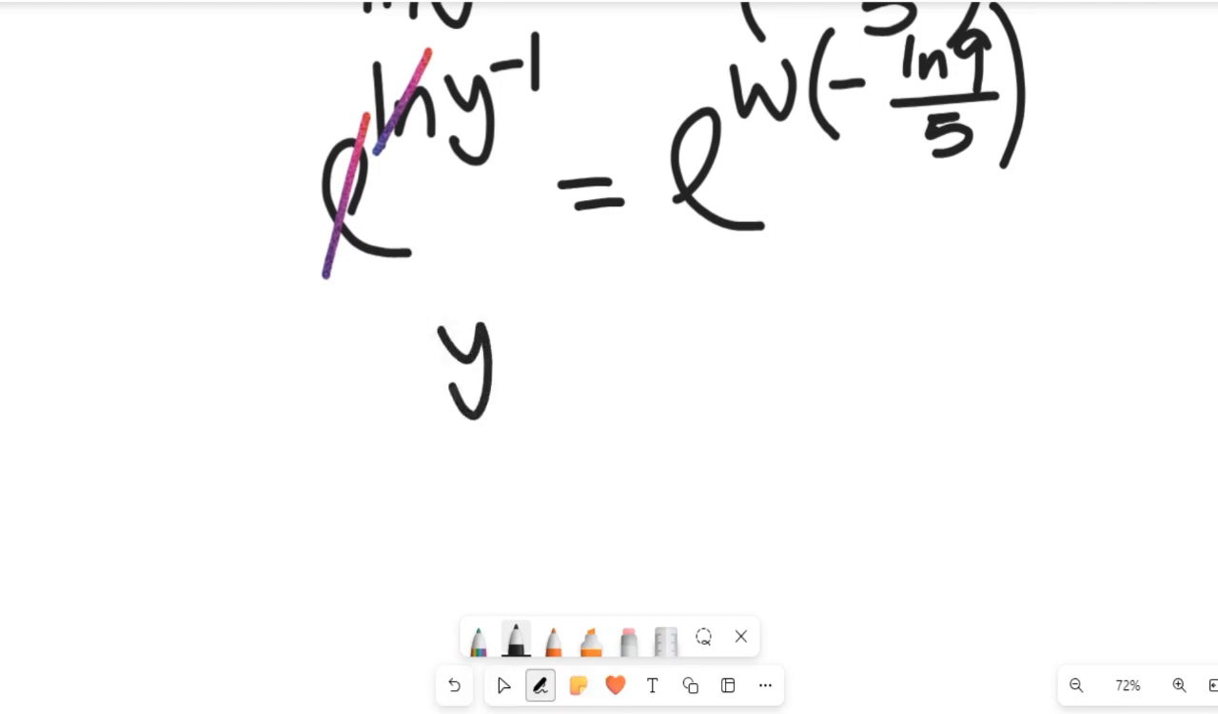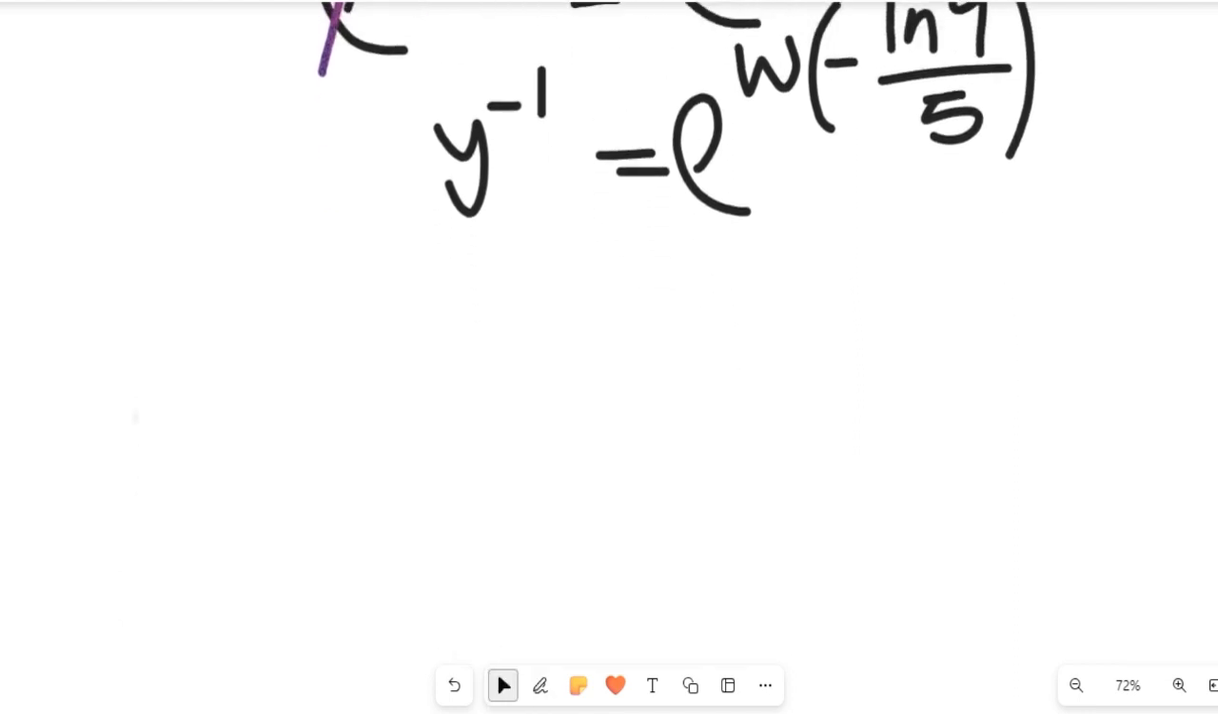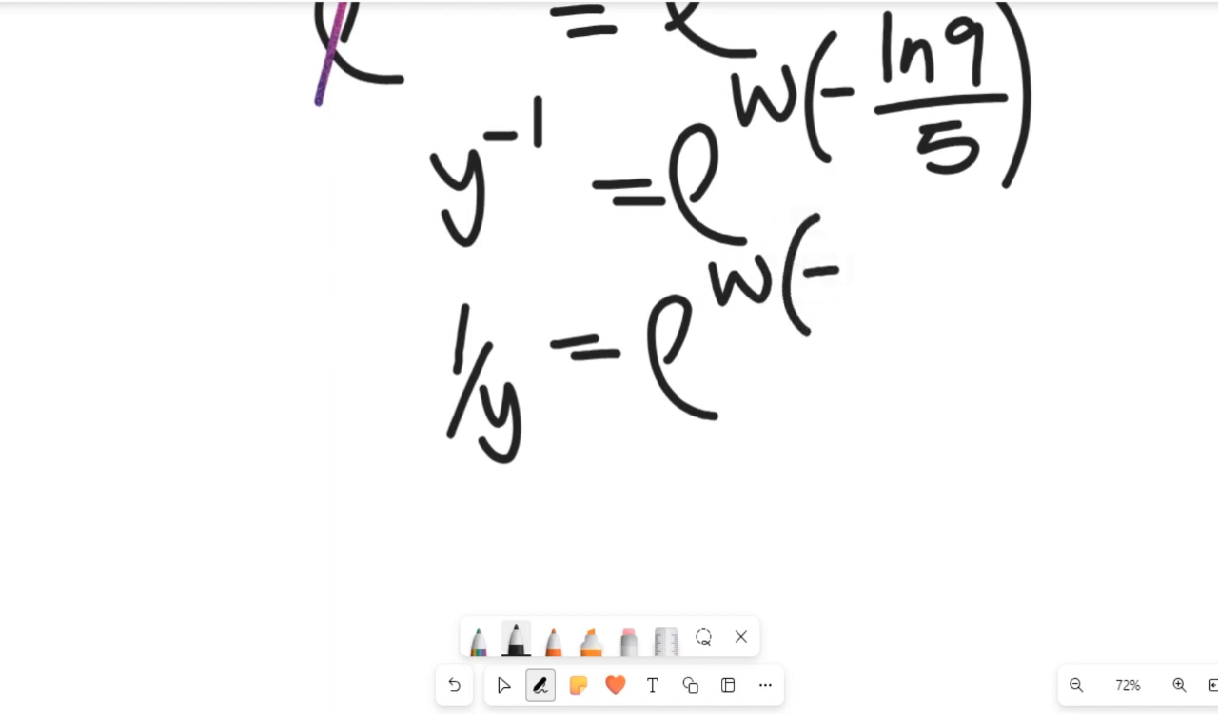Great. So from the left hand side, you'll come to see that the natural exponent will clear the natural log, and what will I have remaining there? I'll simply have my y to the power of minus 1 to be equal to the natural exponent of the W function of negative natural log of 9 divided by what? By 5. Good. So gradually we are finding the value of y. That's what we are asked to find. So from here we can see that 1 divided by y is equal to the natural exponent of the W function of negative natural log of 9 divided by 5.